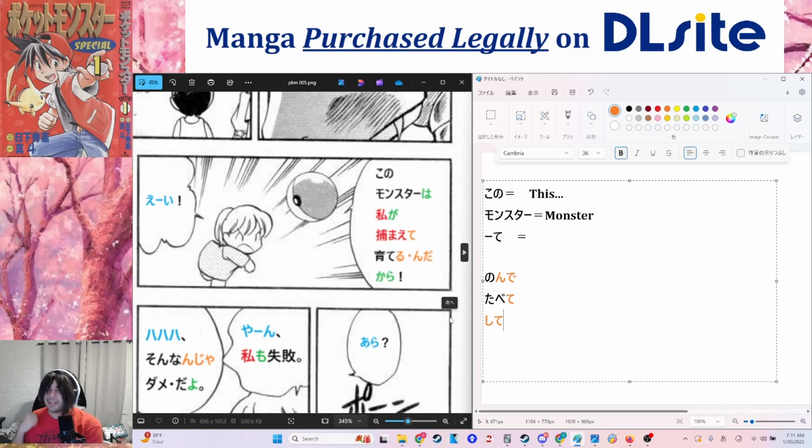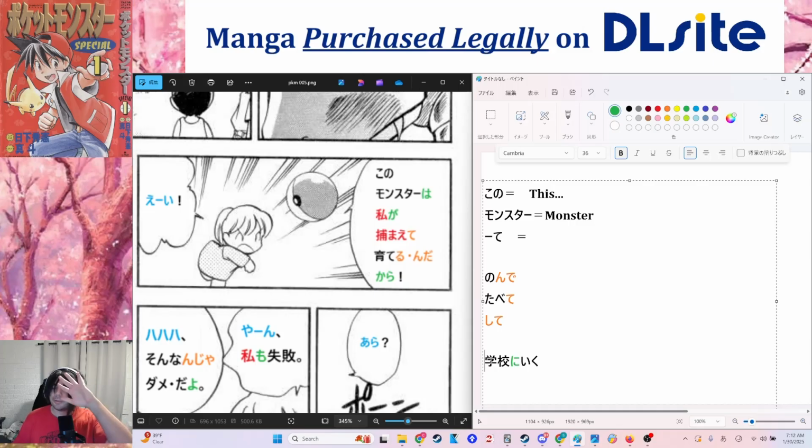Let me be clear. Te form is the most important type of conjugation that you have to learn if you're going to get into anything beyond basic sentences in Japanese. It is crucial, vital. So many endings need it. So many types of sentences need it. You have to learn it. Once you learn it, though, it's pretty simple stuff.